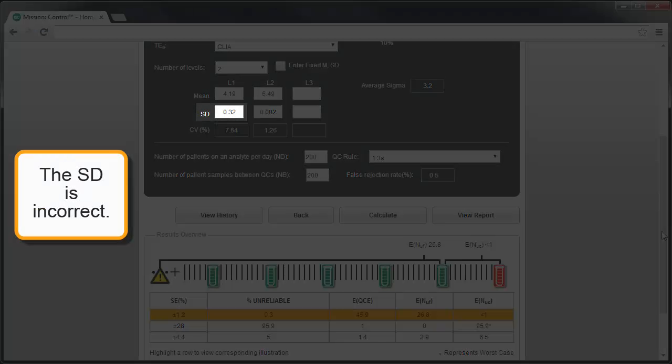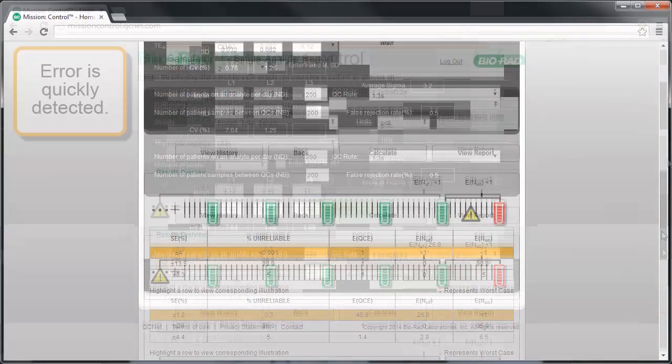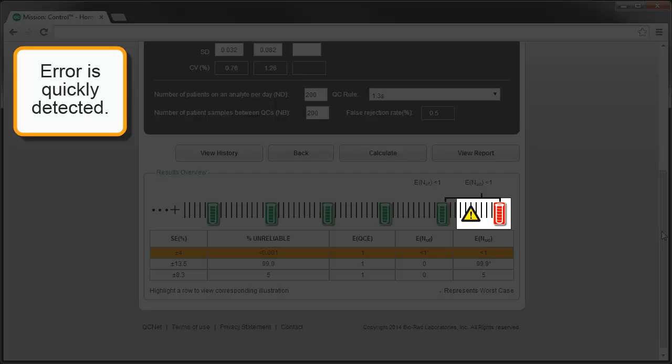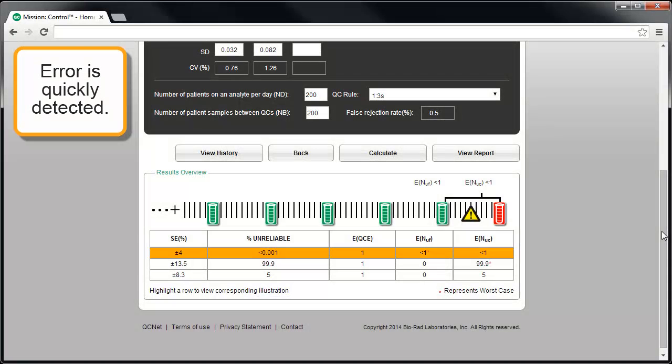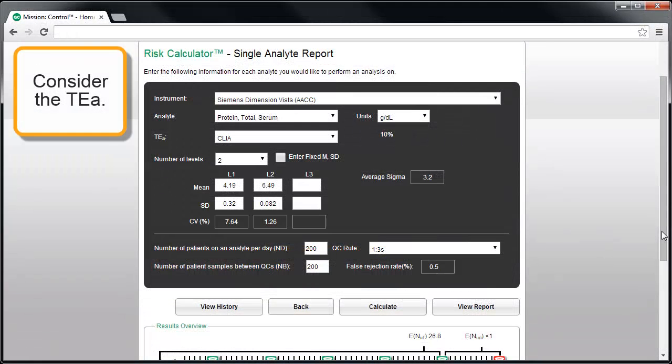Let's say the standard deviation, which is 0.32, is incorrect and really should be 0.032. When a new calculation is run, the yellow triangle error is detected by the next QC, and the ENUF is now less than 1. Mission accomplished. However, if the CV is correct, then we will need to look elsewhere.